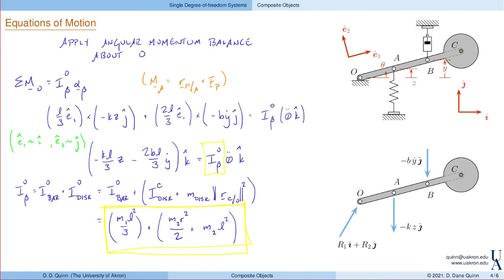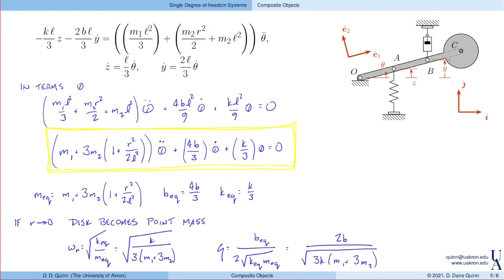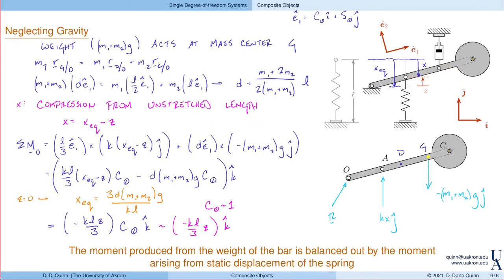And then the second kind of unique aspect of this problem is that we're looking at a bar that's horizontal in its static equilibrium displacement, and we've shown how that leads to equations of motion that are independent of the weight of the bar and the effect of gravity. So when we measure from static equilibrium, we can effectively neglect gravity in the response. I will remind you that this is only true when the bar is horizontal in its static equilibrium position.